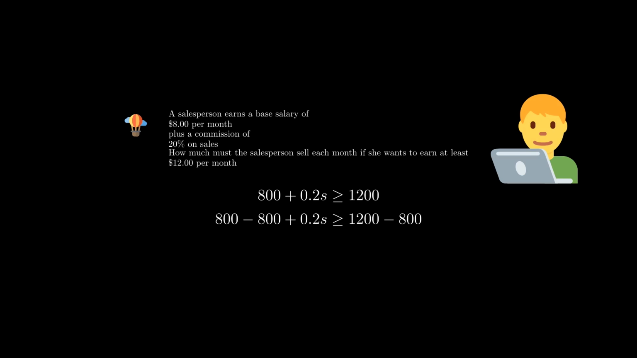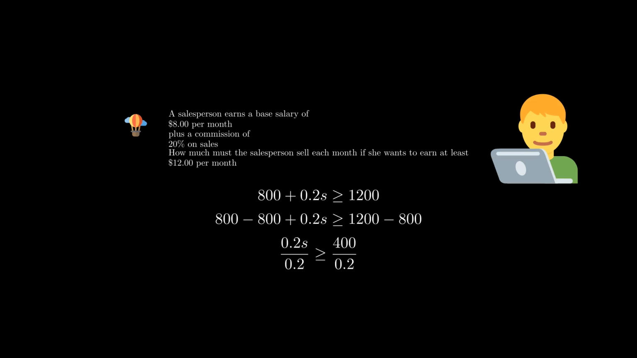And the inequality becomes 800 minus 800 plus 0.2s greater than or equal to 1200 minus 800. On the left side, we have 800 minus 800, which is 0, and we are left with 0.2s. On the right side, we have 1200 minus 800, which is equal to 400. So after simplifying, the inequality becomes 0.2s greater than or equal to 400.